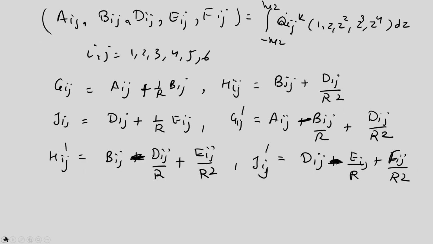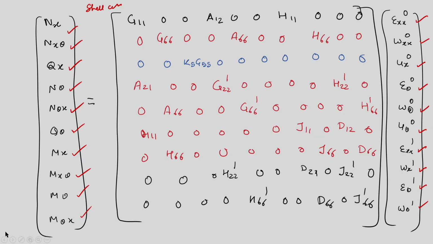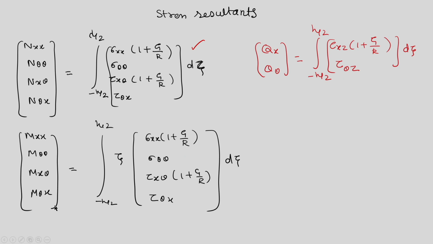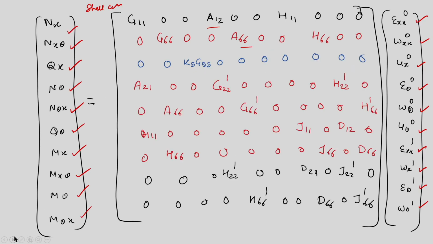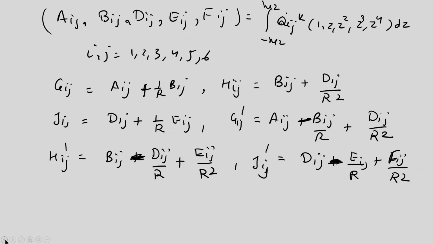The various terms here you see are G11, G66, A12, A66. Similarly, as we have defined F1, F2, F6, they have just named it G11, G66. They are the same as Aij plus 1 by R Bij. So, Aij is the integral of the constant times dz and Bij is z times Qij, and so on. So, these are the coefficients.